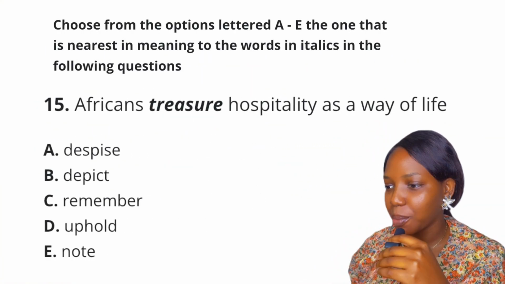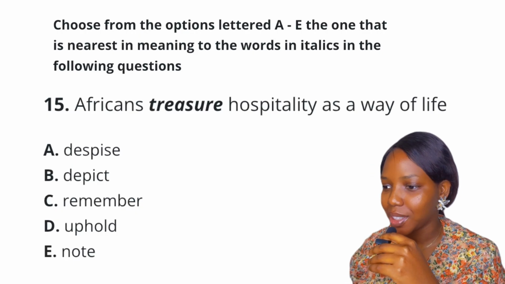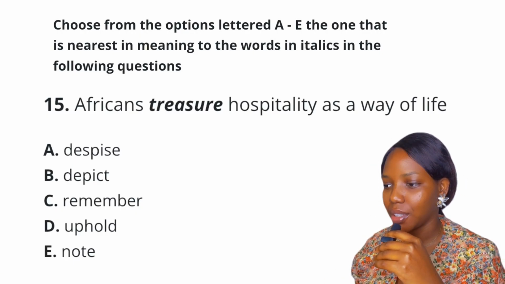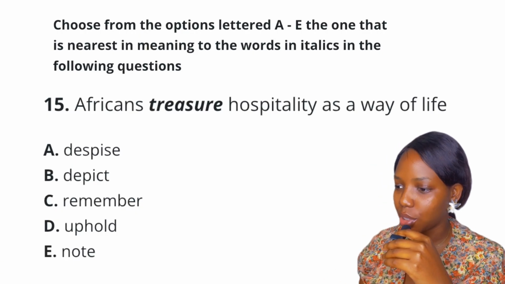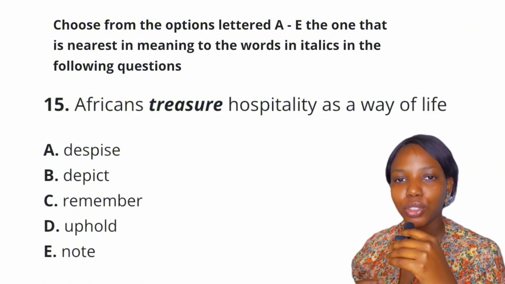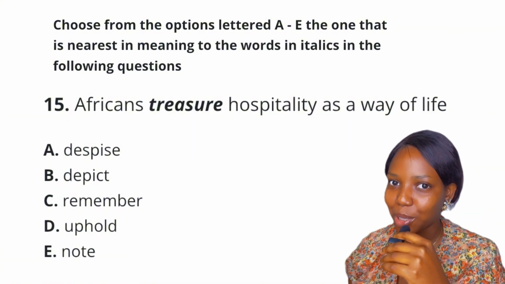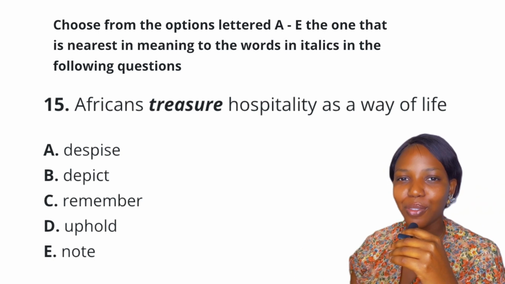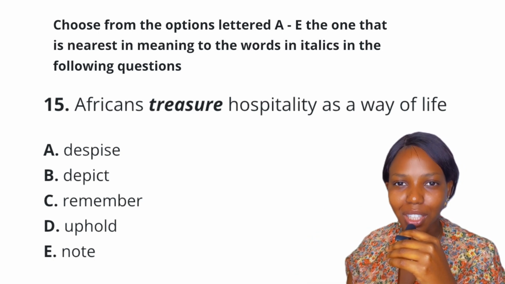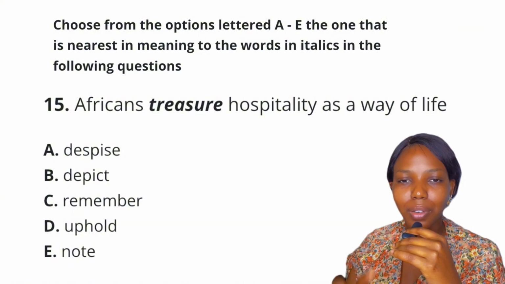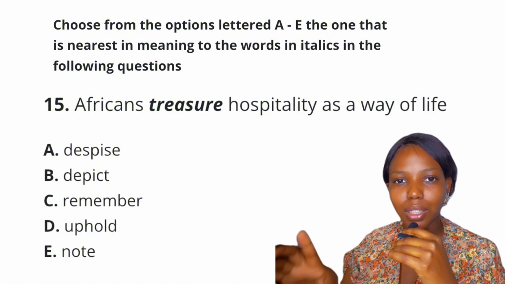Question 15. Choose from the options lettered A to E the one that is nearest in meaning to the word in italics in the following question. Africans treasure hospitality as a way of life. So treasure is italicized. I hope you're not thinking of gold or diamond because it is not here. So you need to think of the meaning in the context. Examiners want to know if you can identify the meaning that is most active in the sentence.